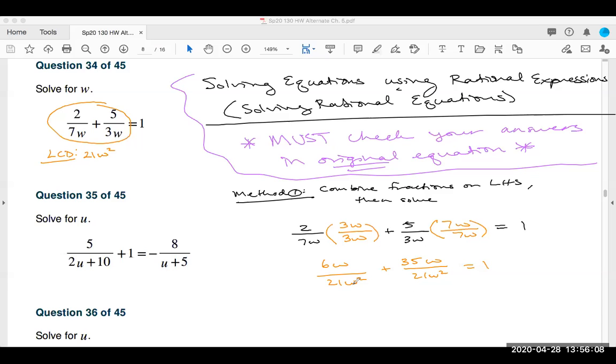These are like terms. If you can't see it yet, just combine here. So then from here, we have 41W over 21W squared equals 1. Okay, let me save this, clear out the top.